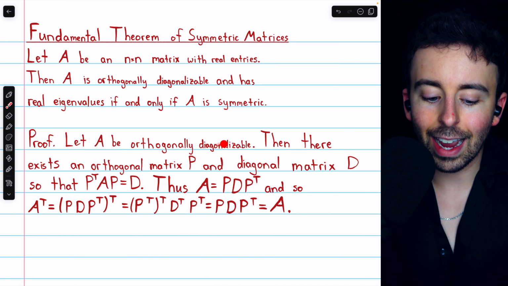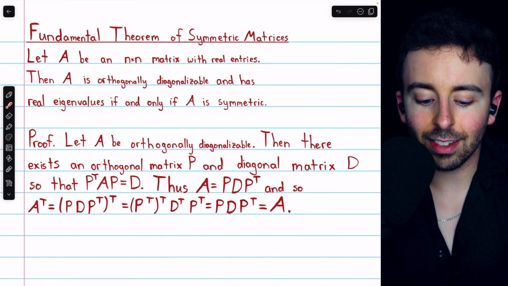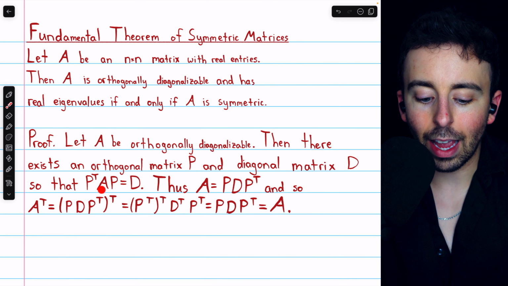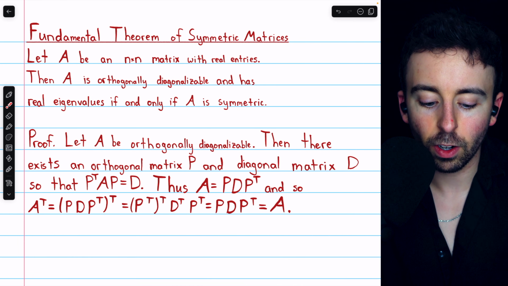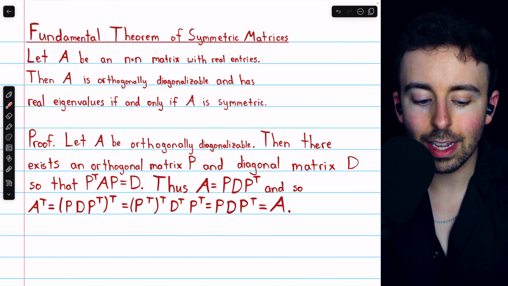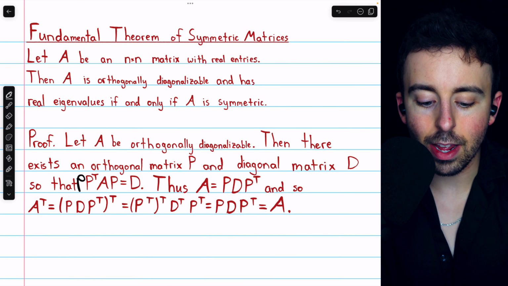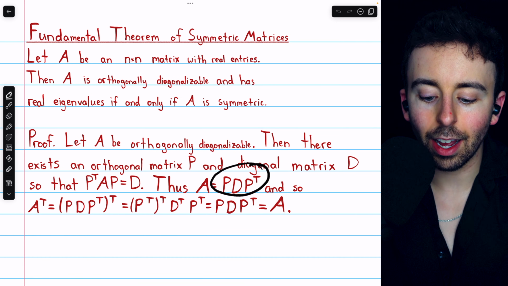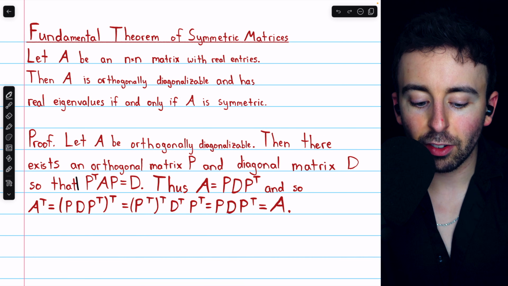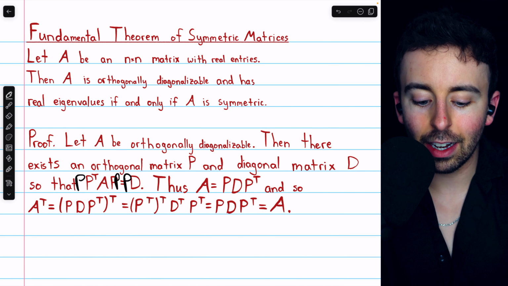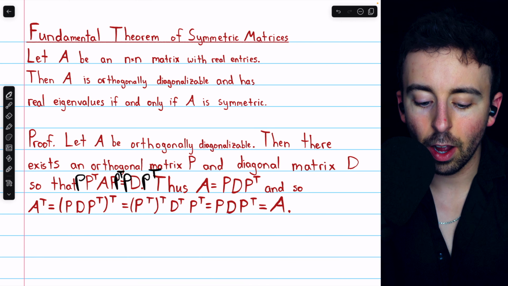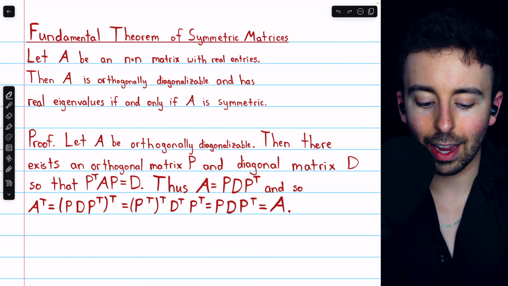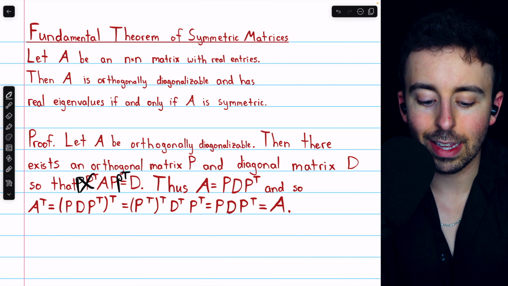If A is orthogonally diagonalizable, then by definition, there must exist an orthogonal matrix P and diagonal matrix D so that P transpose AP equals D. Again, that's just by definition. If P transpose AP equals D, then we can multiply on the left by P and on the right by P transpose to get that A equals P times D times P transpose. Again, that's just multiplying on the left by P on both sides, and on the right by P transpose on both sides. On the right, we have PD, P transpose, and on the left, the P transpose and P cancel out because P is orthogonal.